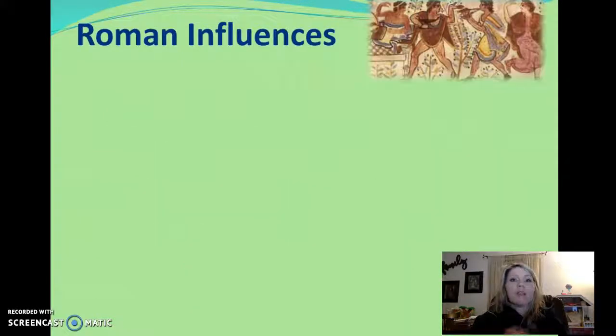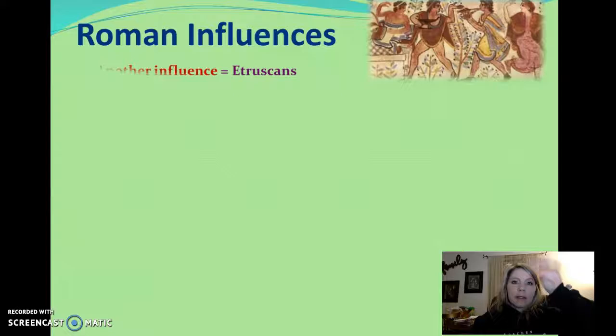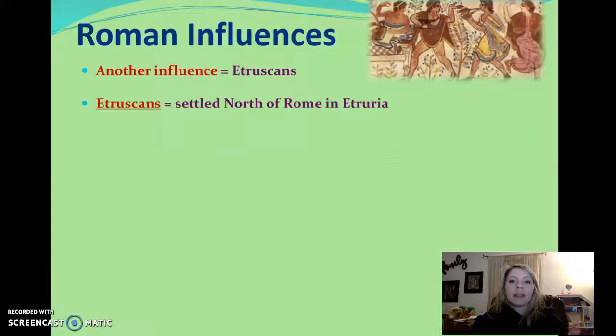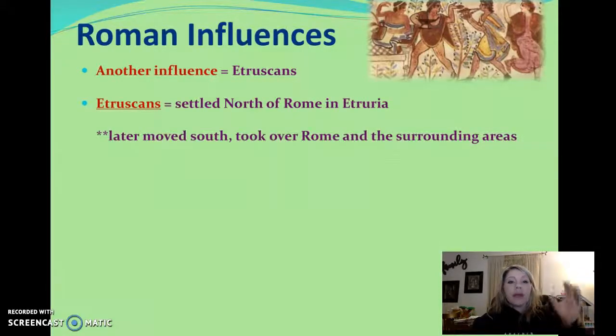The Etruscans are a new group of people that we haven't talked about yet. Okay, so the Etruscans lived in the area in northern Italy. Okay, so if we look at the Etruscans, they're going to eventually move south and they take over Rome. This is somewhat common, remember, at the time.